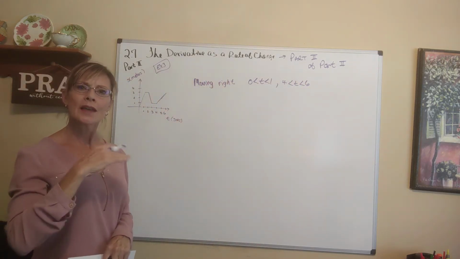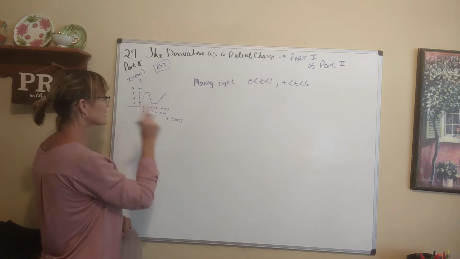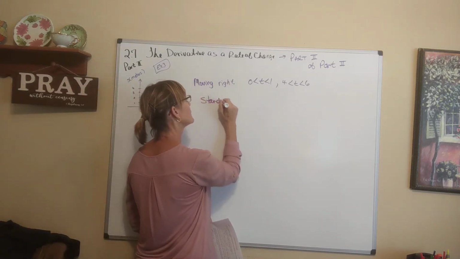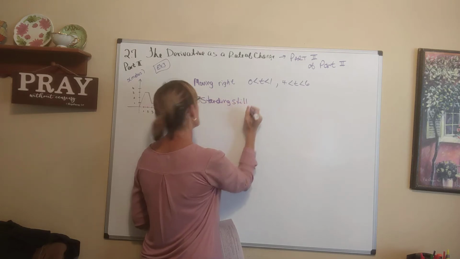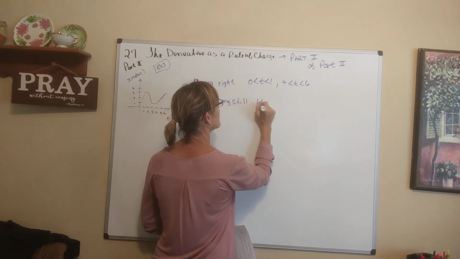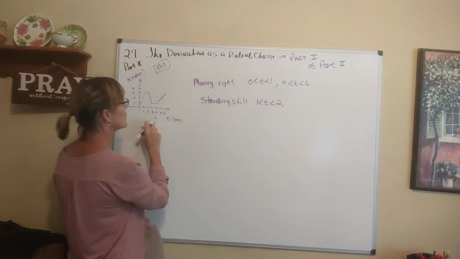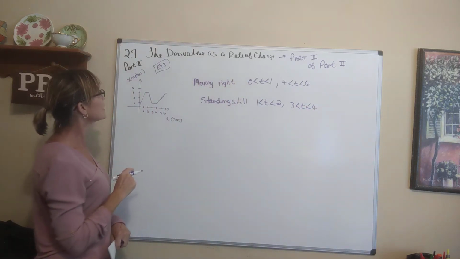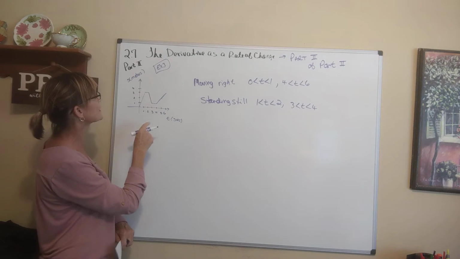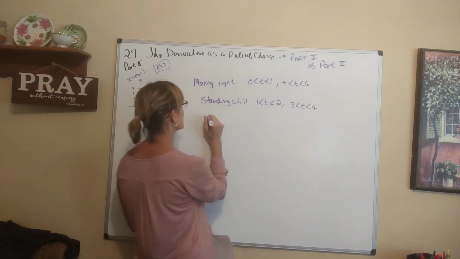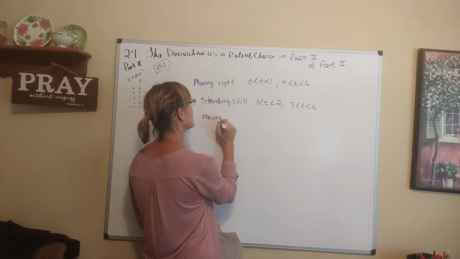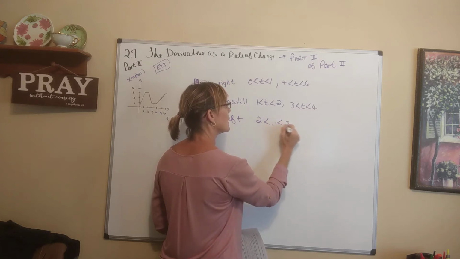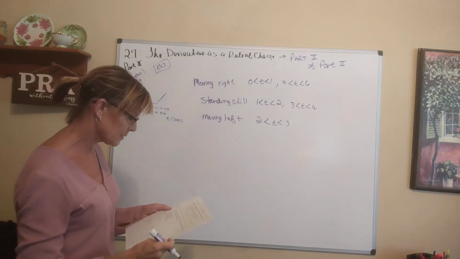When is it standing still? Well, that's when the velocity is 0. Where's the velocity 0? Where the slope is 0. So that's between 1 and 2 seconds. It's standing still between 1 and 2, and also between 3 and 4. All right, and then when is it going negative? It is moving to the left whenever the velocity is negative, and it's negative between 2 and 3 seconds. So that's when it's moving to the left.